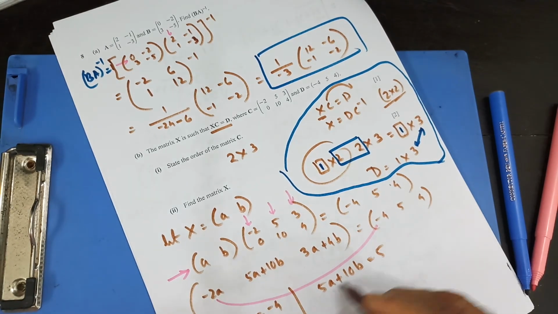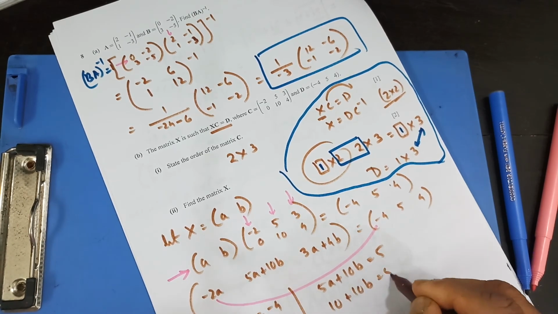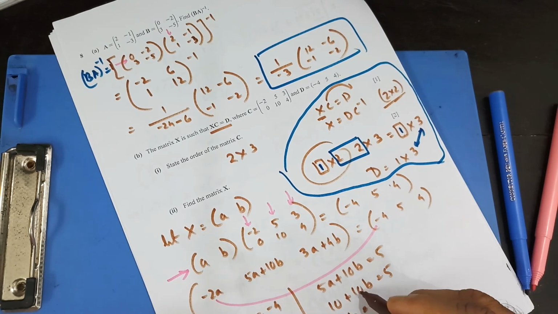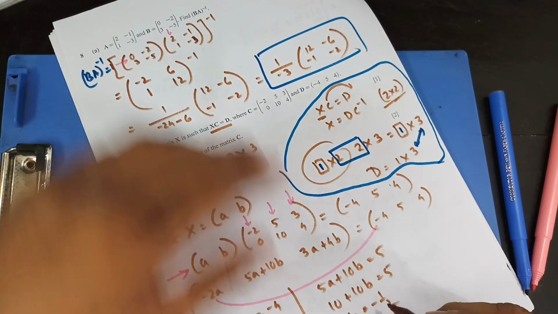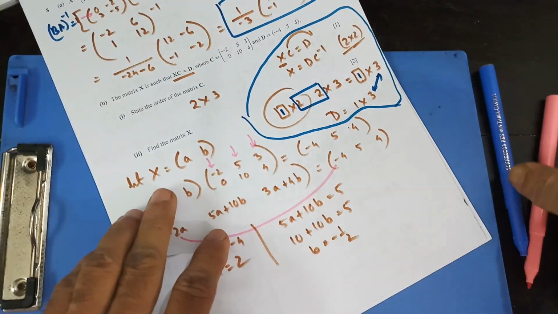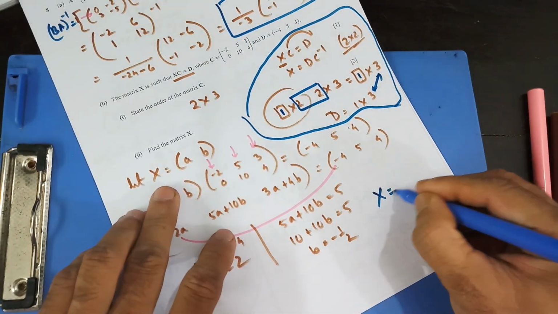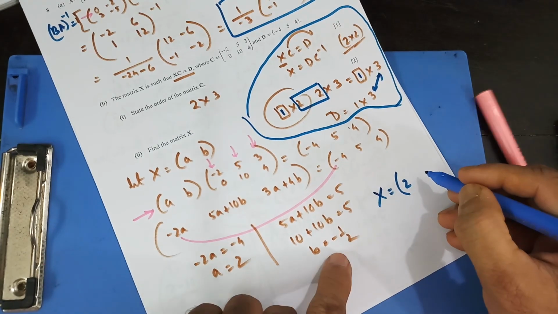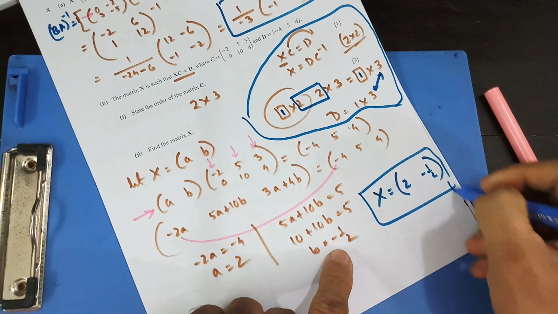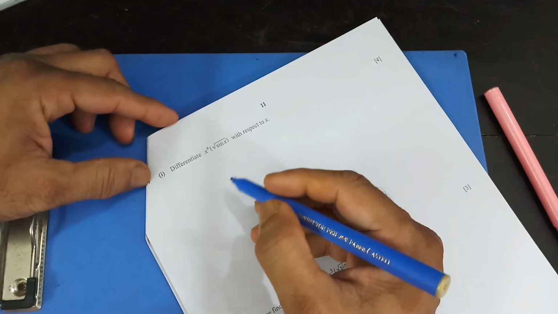Now if I take 5 common, well, we can do that later on. So 5 times 2 is 10, plus 10B equals 5. So B is going to be 5 minus 10, minus 5 divided by 10, that is minus half. Okay, if you take that, you should get this. I already got my answer. X is going to be, in the place of A, I'm going to put 2, and in the place of B, I'm going to put minus half. So that's my final answer. Done.